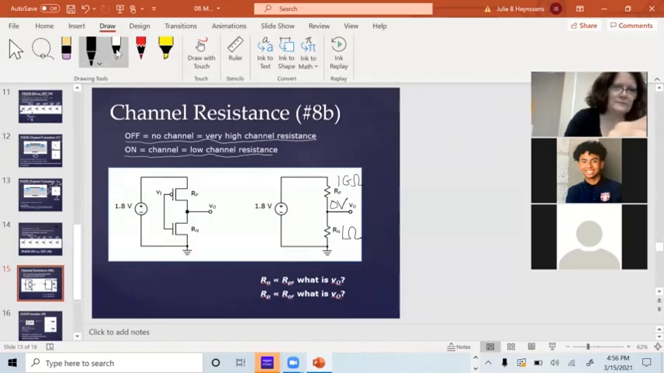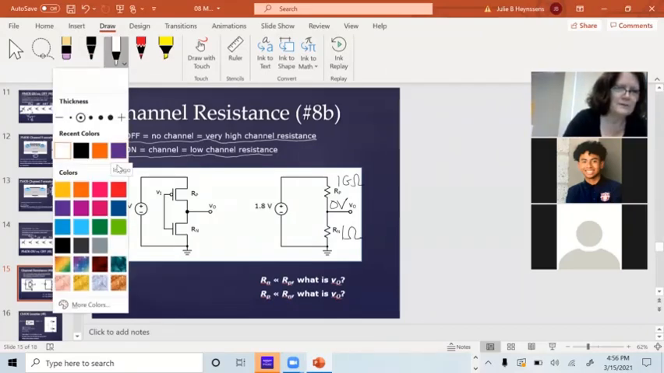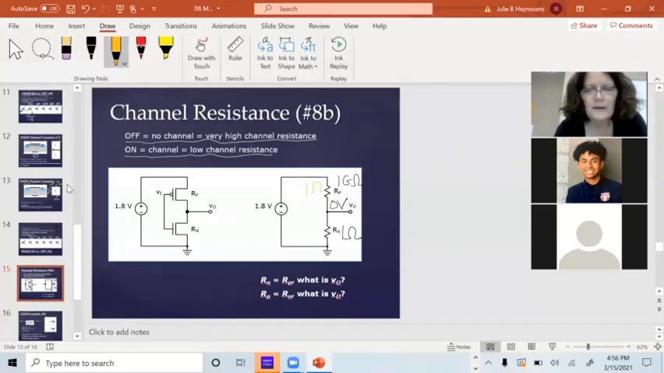Let's change colors. It's something that's not white. Now I switch this around. Let's make this 1 ohm and let's make this 1 gigaohm. Now when I want to find the voltage output, I use my voltage divider. The answer is 1.8 times 1 gig over 1 gig plus 1 ohm. This is going to be pretty close to 1.8 volts.